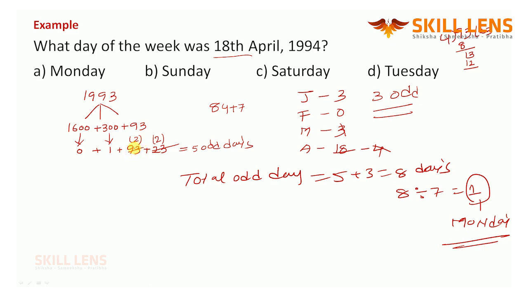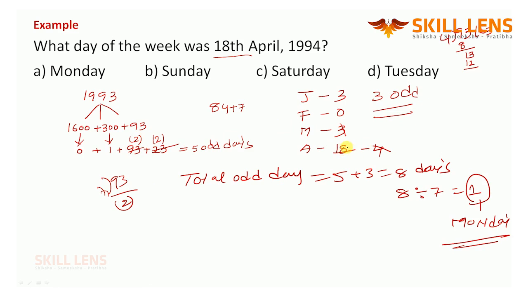93 is a multiple, so when you divide 93 with 7, you will get remainder 2 only. That's what I am writing here. If you divide 23 with 7, you will get remainder 2 only, so you can strike it out. For 93 and 23, you can write 2, 2 and 1. It's easy, 5 odd days.